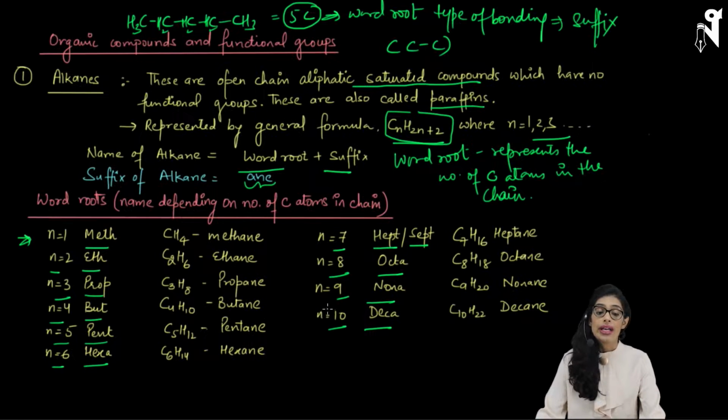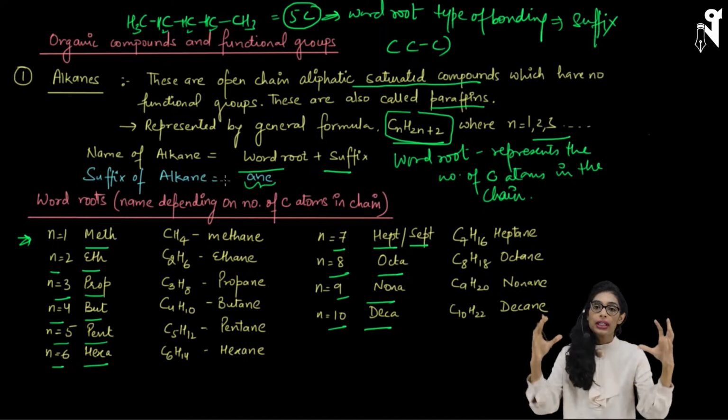Okay. Now, when I said that we have a carbon chain which has all single bonds, that kind of carbon chain will be called an alkane, and that 'ane' which we have added apart from the normal word root shows the bonding present in the carbon chain.